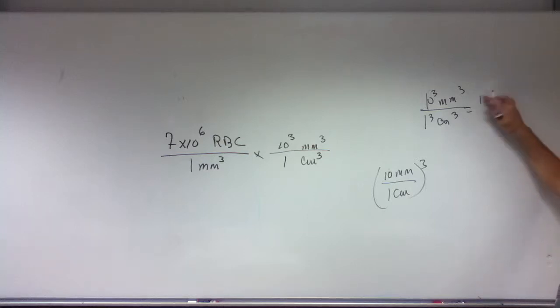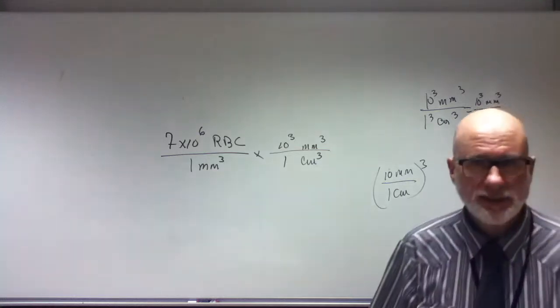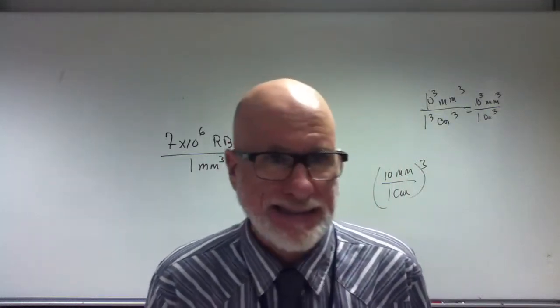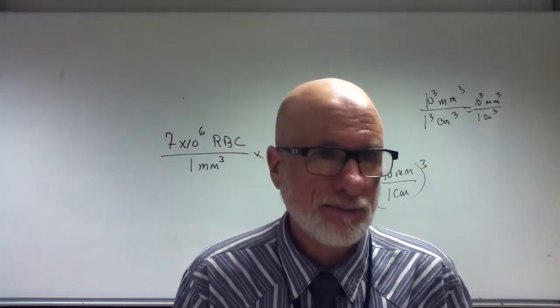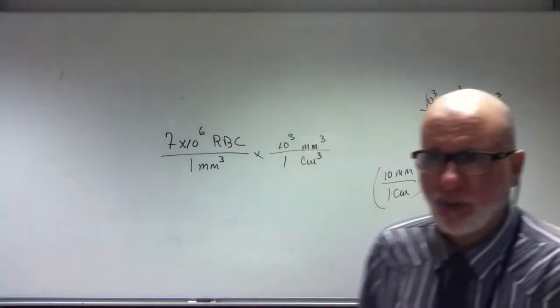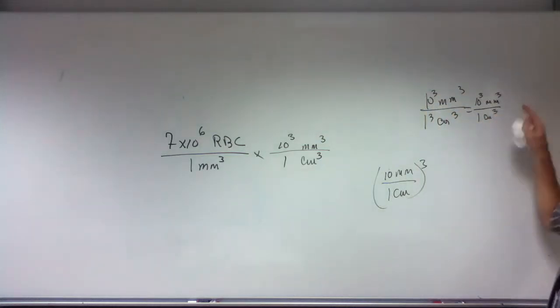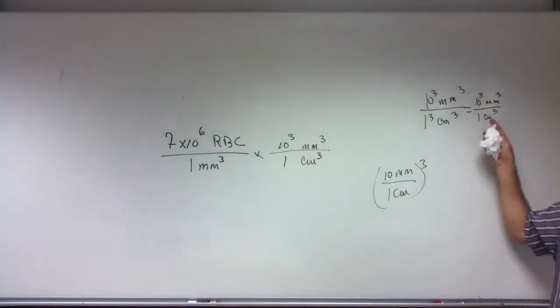So you're getting 10 cubed millimeters cubed over 1 centimeter cubed, right? Yes? I'm just cubing the top and the bottom. That's all I did. You all right with that? I didn't do anything weird. Can you read that? Shall I write that out again?